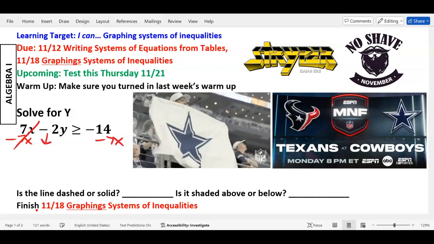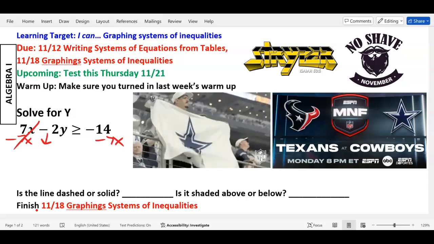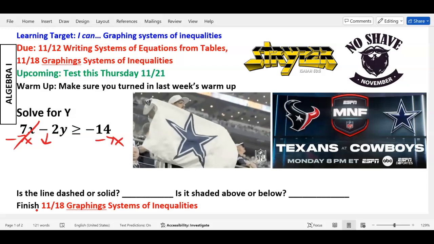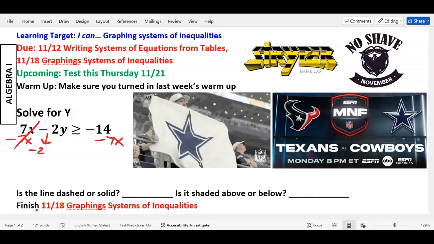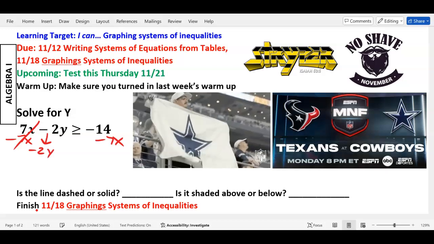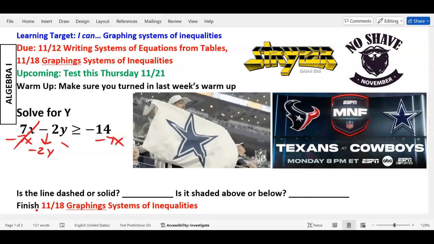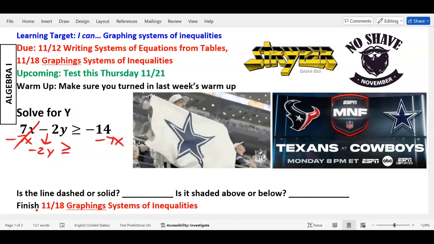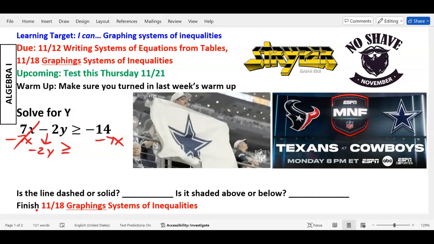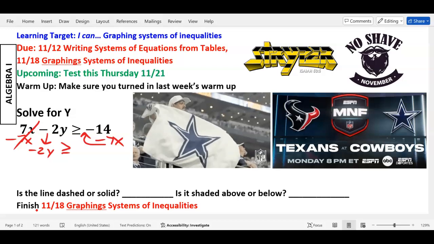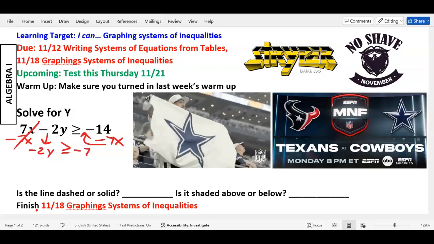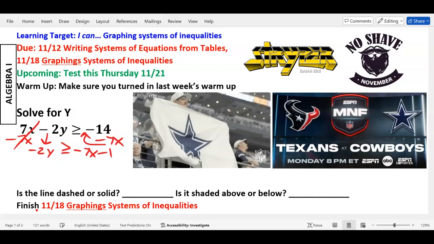When I bring this down, it's not just 2y. Does everyone see it's minus or negative 2y? Subtracting does not change my inequality. Okay, so it stays the same. Please remember, the mx goes in front of the b. So the minus 7x is going to go first. The minus 14 will go second.